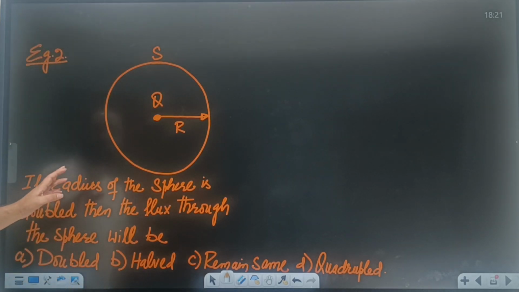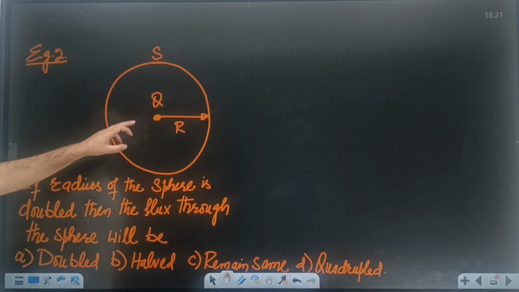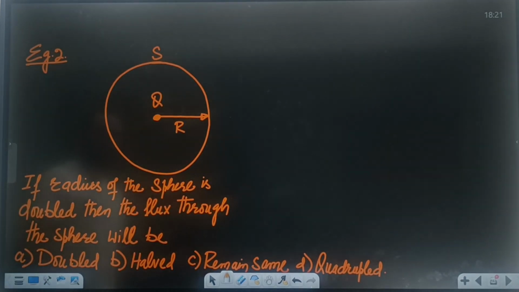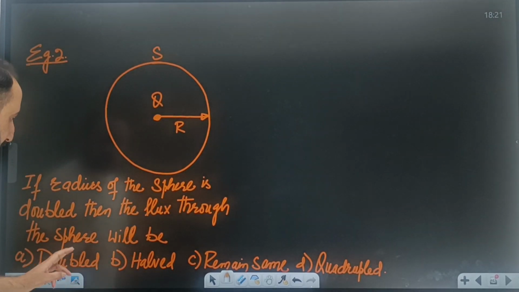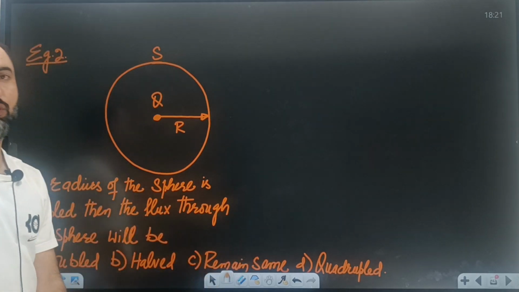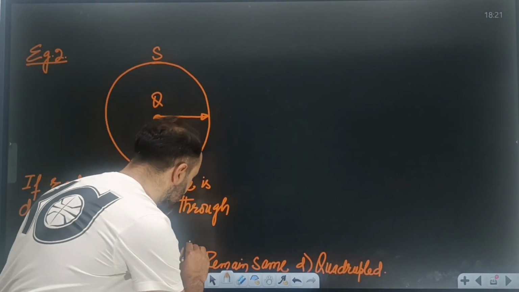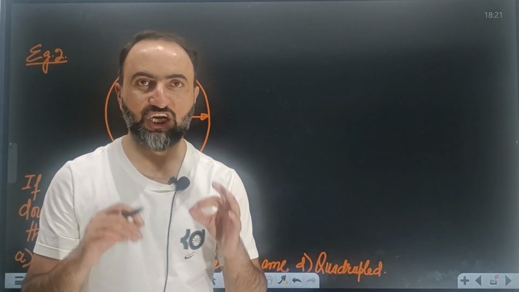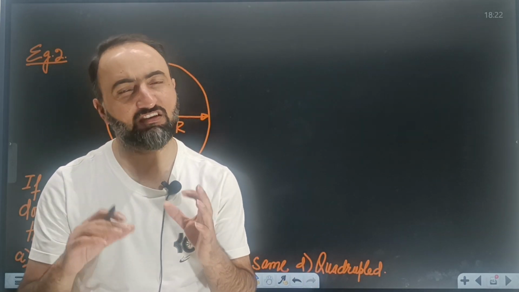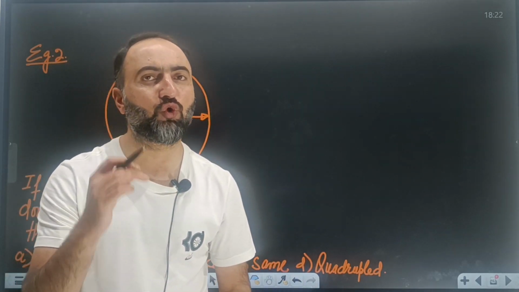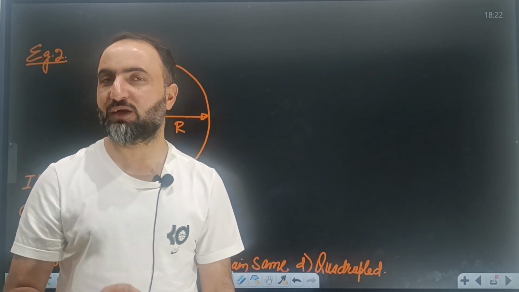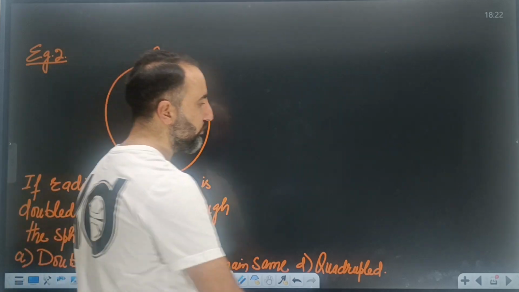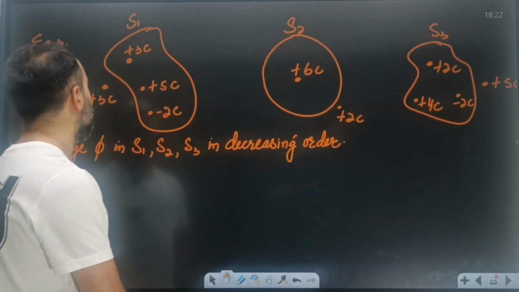Have a look at this question. This is a Gaussian surface and there is a charge. The radius is R. If the radius of the sphere is doubled, then the flux through the sphere will be doubled, halved, remain the same, or quadrupled. What will happen to that? That will remain the same. The reason is that if we double this radius, the charge which is inside, will that increase or decrease? That will remain the same. And you know that the flux does not depend upon the shape and size of the Gaussian surface. It will only depend on the charge enclosed. Hence, the flux through this closed surface will remain the same.